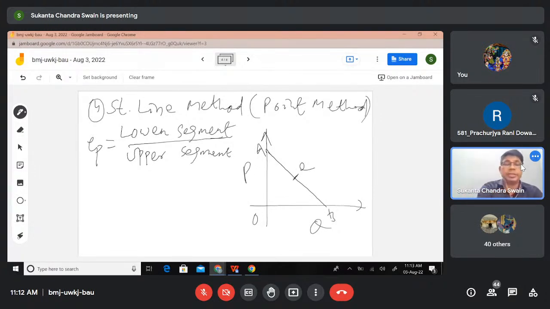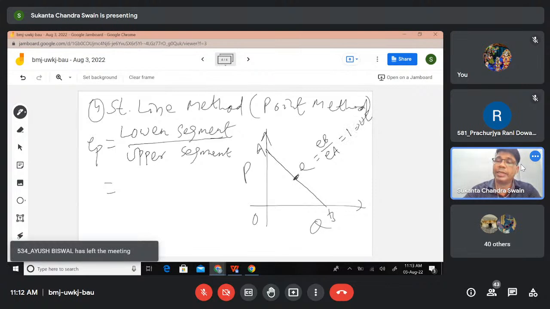So here, EP at point E, we can write, is equal to EB, the lower segment, by EA. Suppose E is the midpoint, then it will be equal to 1. That is unitary elastic demand.